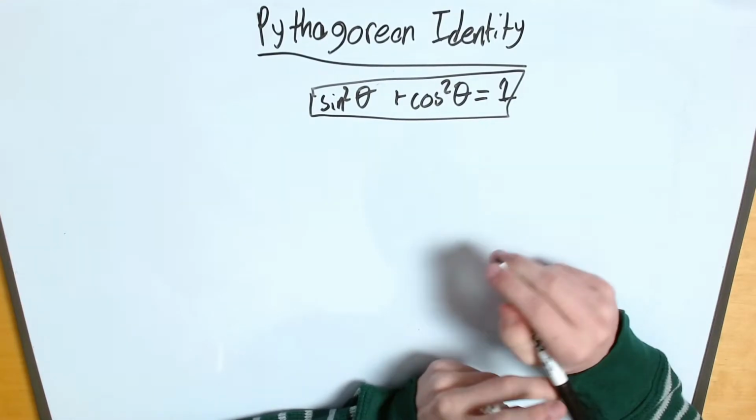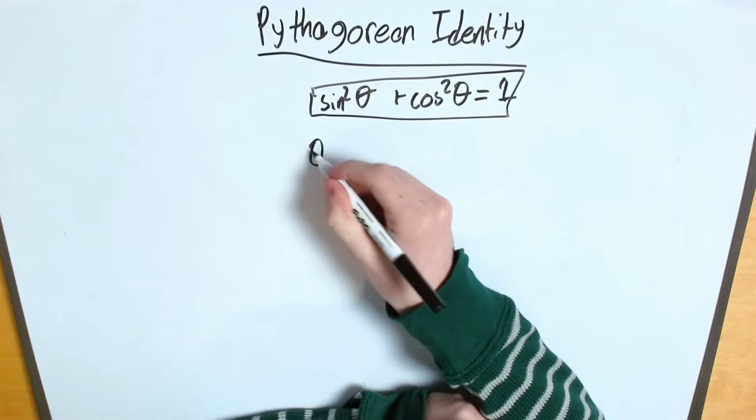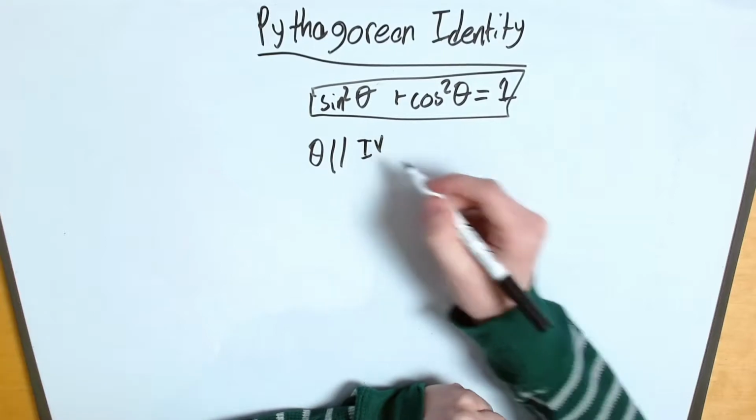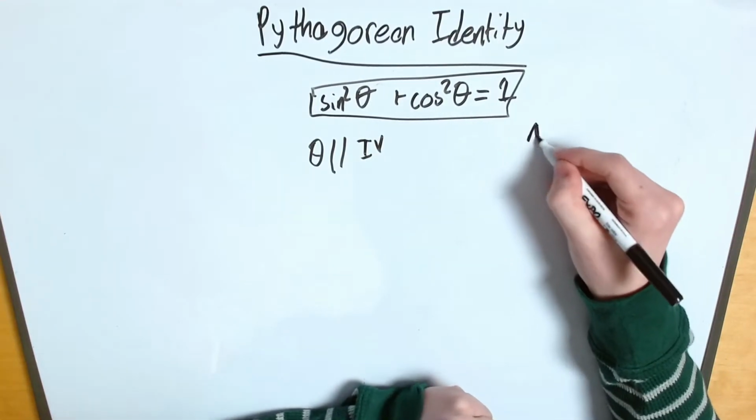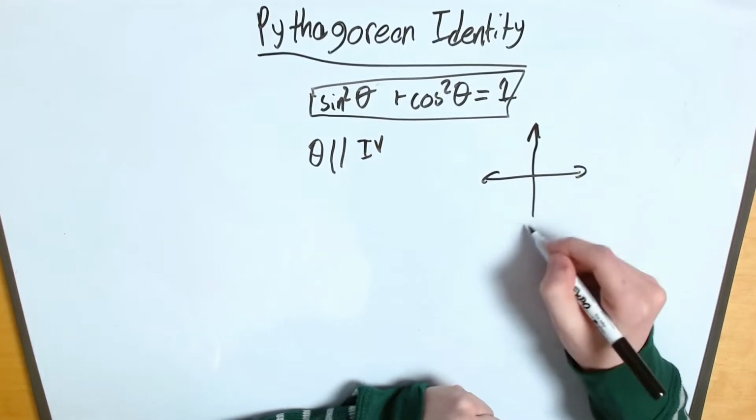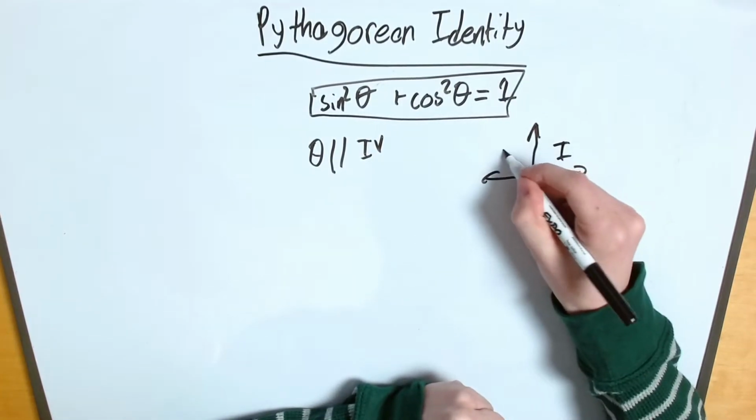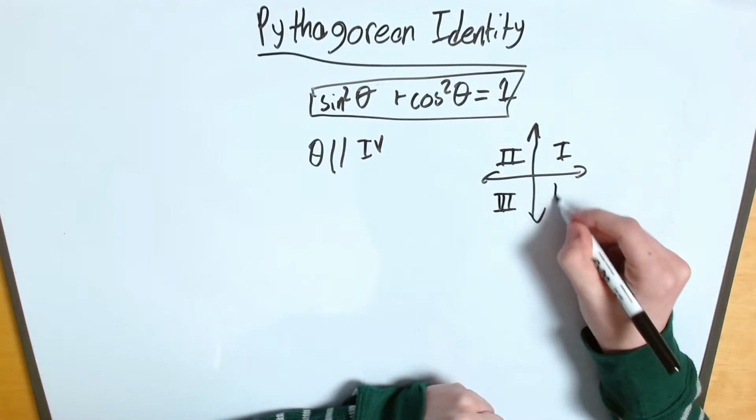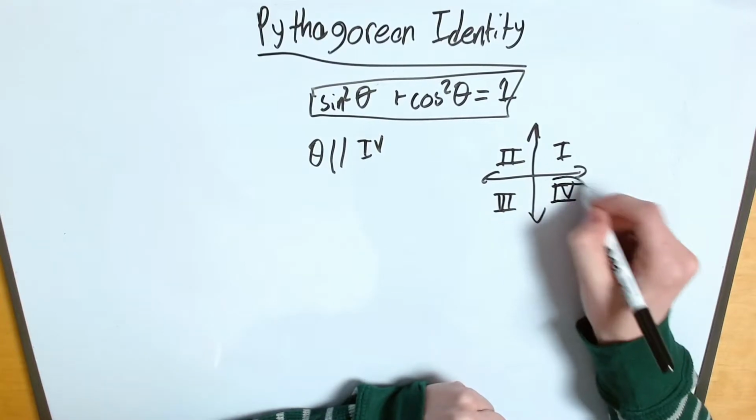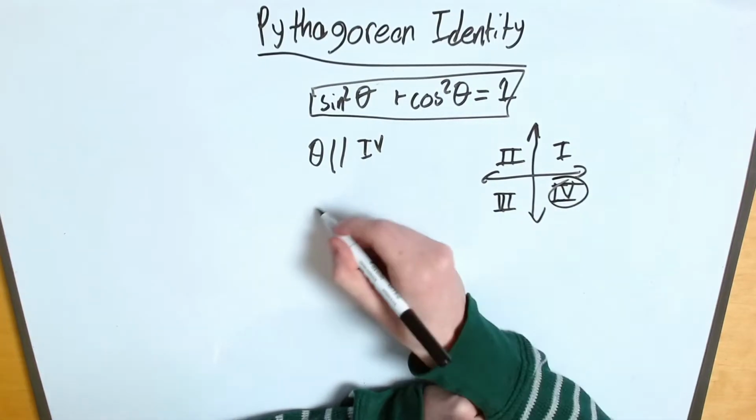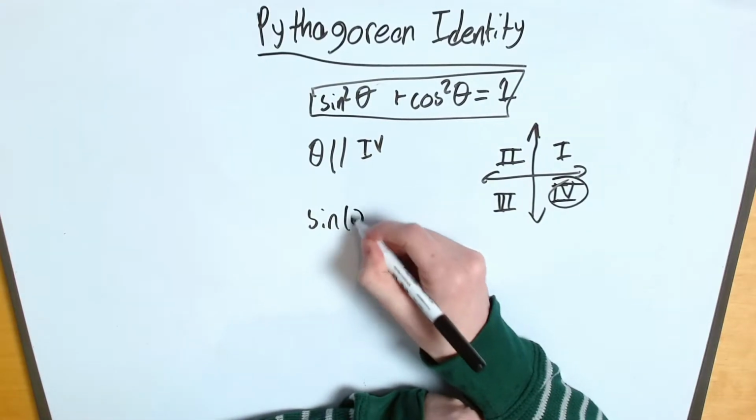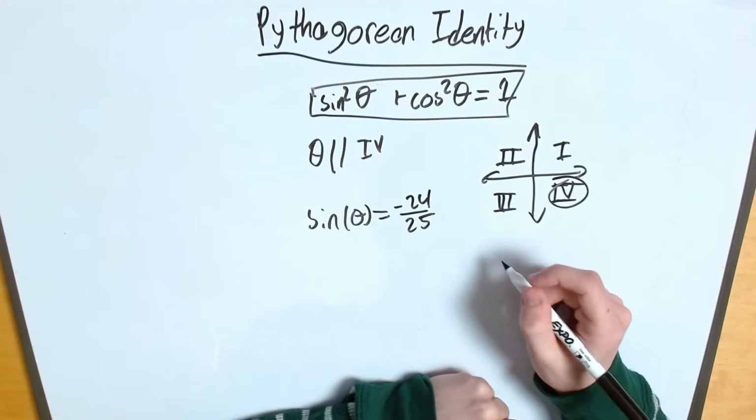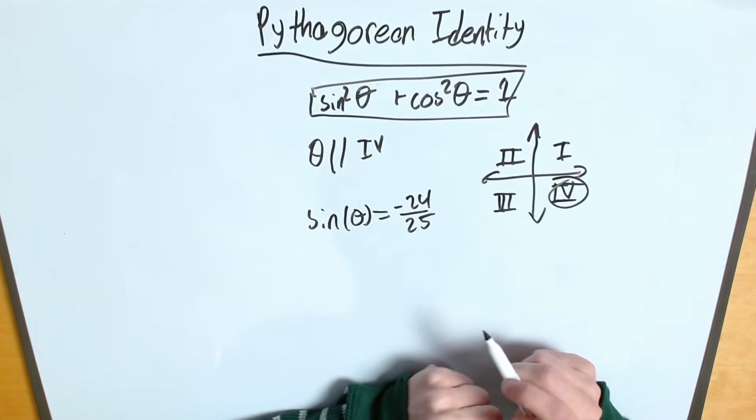All right, so say I have an angle theta that I know is in the fourth quadrant. If we're remembering our quadrant labelings, they go counterclockwise. So this is the first, this is the second, this is the third, and this is the fourth. So I know it's in the fourth quadrant, and I know the sine of theta is negative 24 over 25. And I'm tasked with finding the cosine of theta.